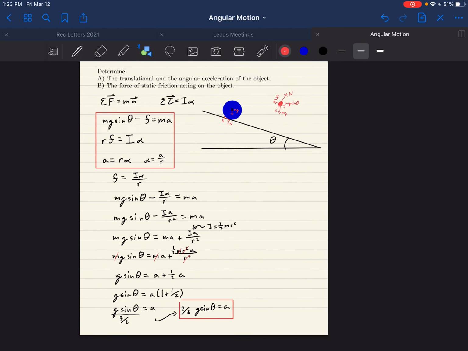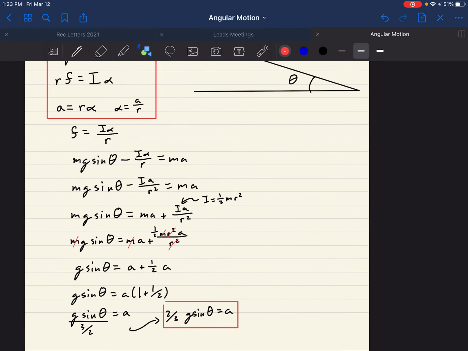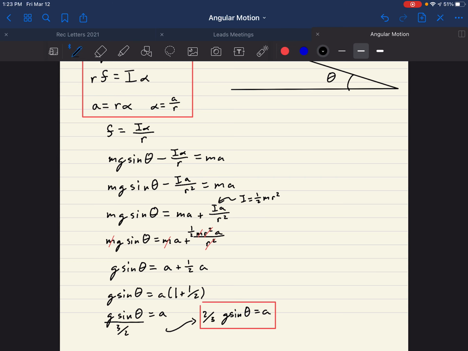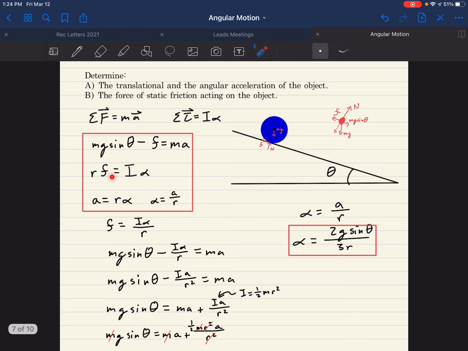Now let's keep going. So there's the translational acceleration. Now to get the angular acceleration, right, we just have to come back here. Right, so the angular acceleration is just a over r. So let's do that. So alpha is a over r. Now we just take the a value we got just a minute ago. It was 2/3 g sine theta, but we got to divide that by r. So it's 2g sine theta over 3r. That should give me my alpha. Boom.